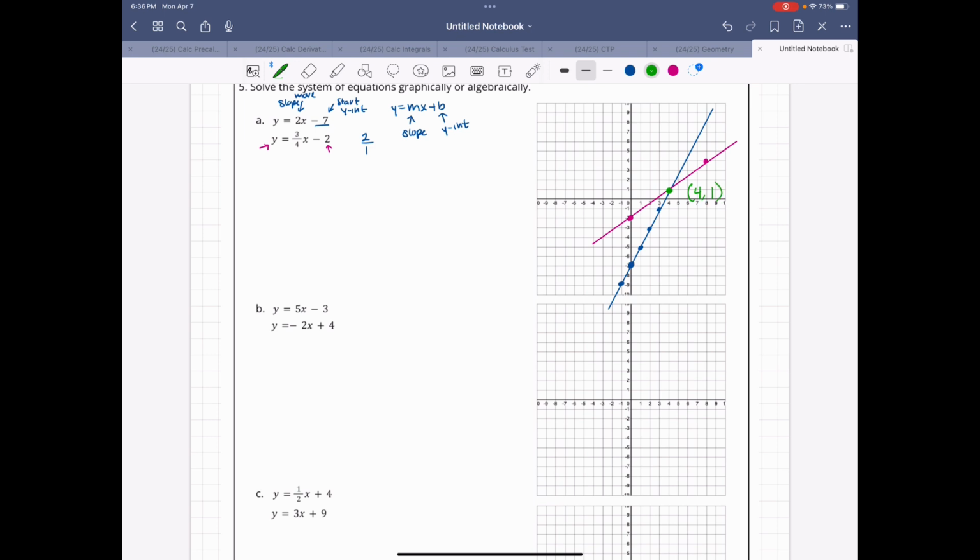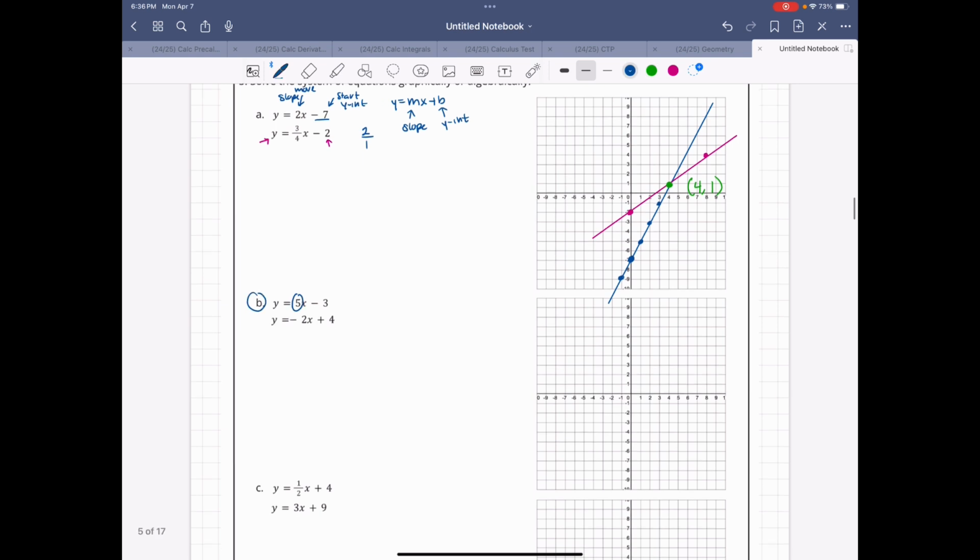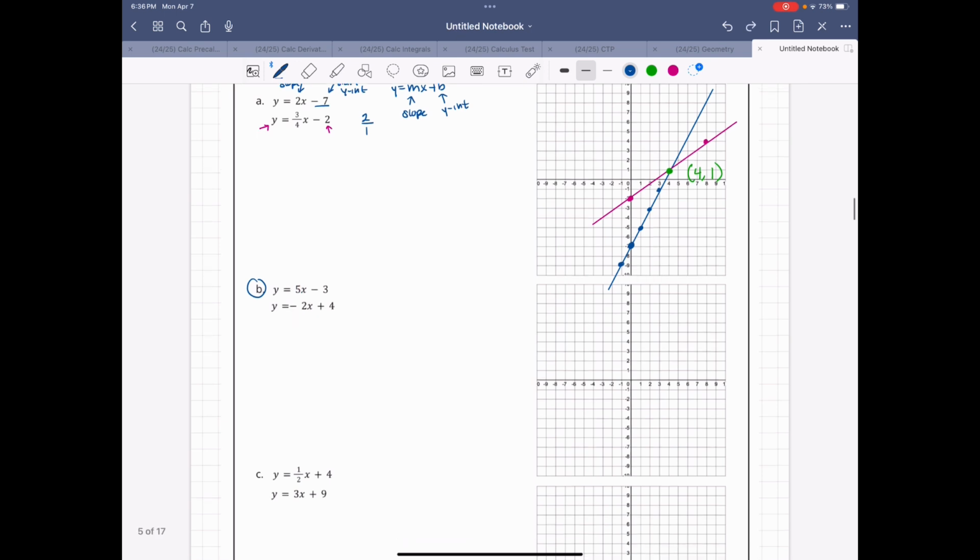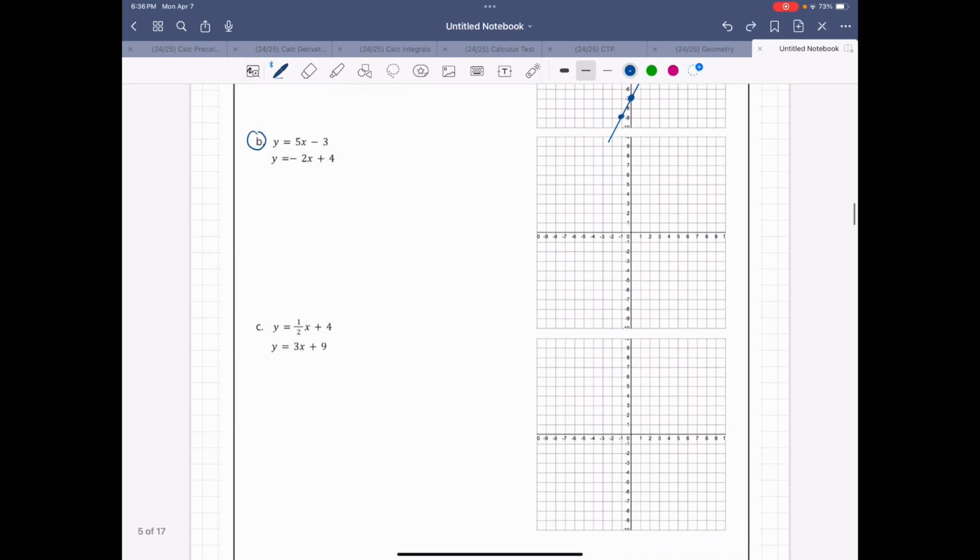Now, in this example, we had 2 positive slopes. So we went up each time and then we ran to the right. However, let's look at part B. You're going to notice a positive slope, a +5, and a negative slope, -2. So let's look at how that graph shapes up. The number by itself here is going to be where we start. So I'm going to put a point at -3.